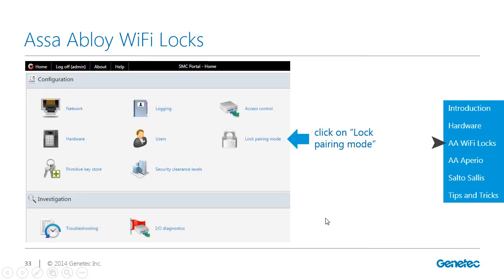Now that we have the lock configured, we need to add it to the SMC that will be controlling it. We do this by putting the SMC into lock pairing mode and then activating the pairing mode on the lock unit itself. From the home page of the SMC, click on the Lock Pairing Mode function, which is under the Configuration section.